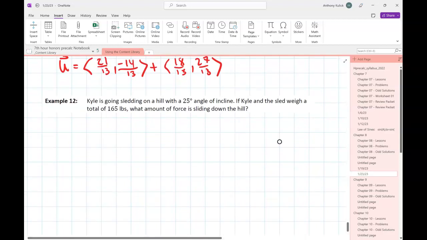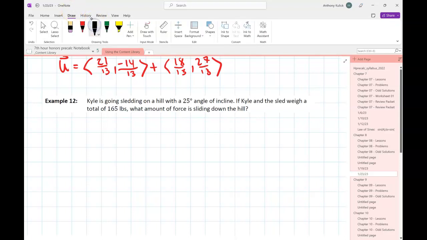Kyle is going sledding on a hill with a 25-degree angle of incline. If Kyle and the sled weigh a total of 165 pounds, what amount of force is sliding down the hill? Physics students, this problem is kind of a hassle, right? Whenever we have a force being applied at an angle, it's kind of like you tilt the axes and you do some weird stuff and have to make up some physics to avoid having to do trigonometry and worrying about positives and negatives. Ugh. I'm going to do it all as a vector problem.